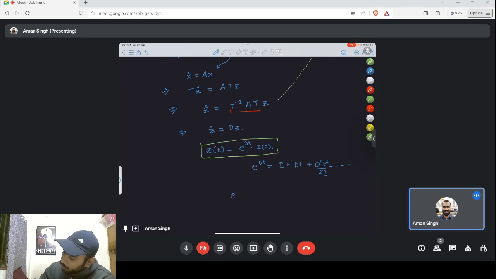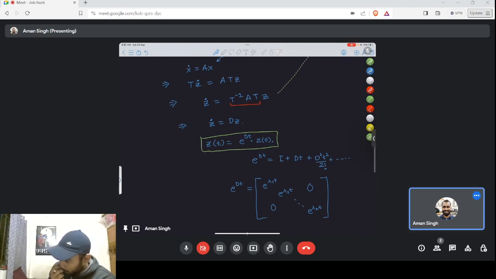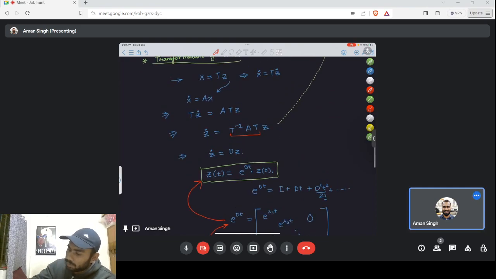It turns out that e to the power Dt is actually e to the power lambda 1 t, e to the power lambda 2 t, ..., e to the power lambda n t on the diagonal. Let's say a diagonal matrix. So this is easy to compute compared to what we saw, e to the power At. And this helps us think about the solution of the equation in a simplified manner. So this is why we took this transformation in the first place.